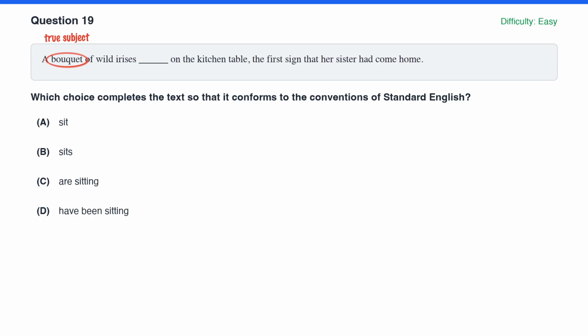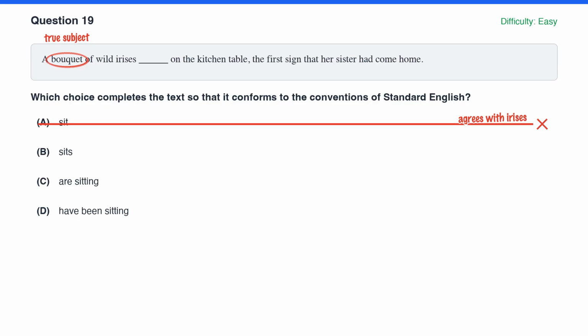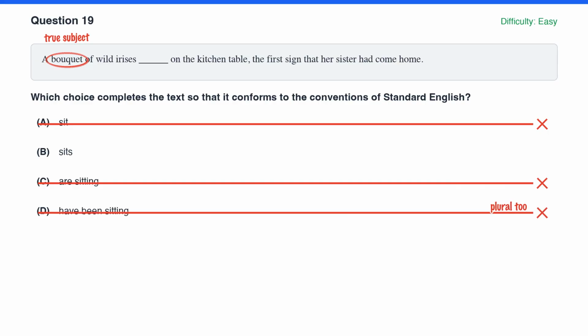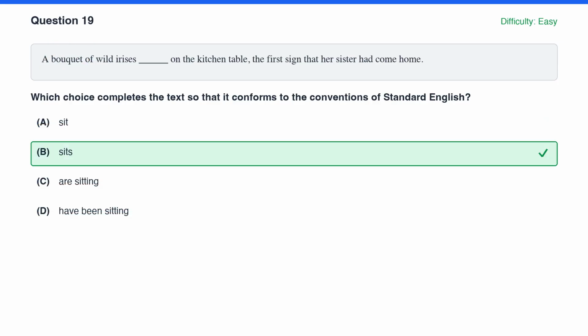Choice A, sit, is plural. It agrees with irises, not bouquet. Cross it out. Choice C, are sitting, is plural too, the same mistake in progressive form. That one's gone. Choice D, have been sitting, is plural as well. Strike that too. That leaves the singular verb. Choice B agrees with bouquet perfectly. Sits is singular, so it matches the singular subject, bouquet. The takeaway: ignore the prepositional phrase and find the real subject before you pick the verb.